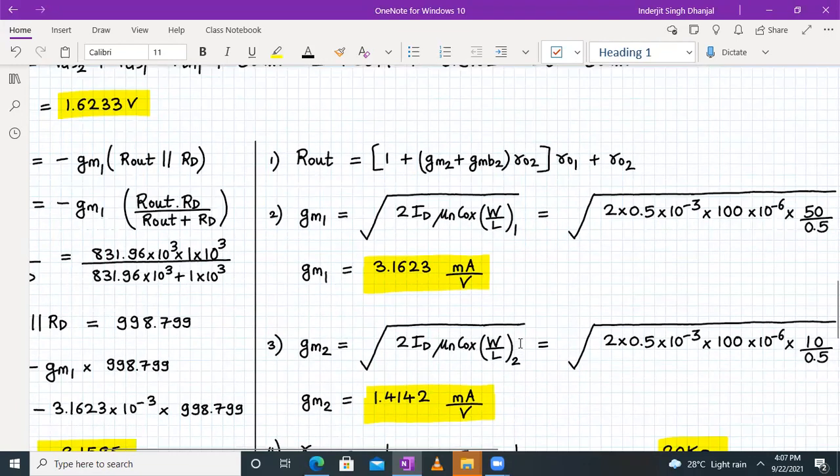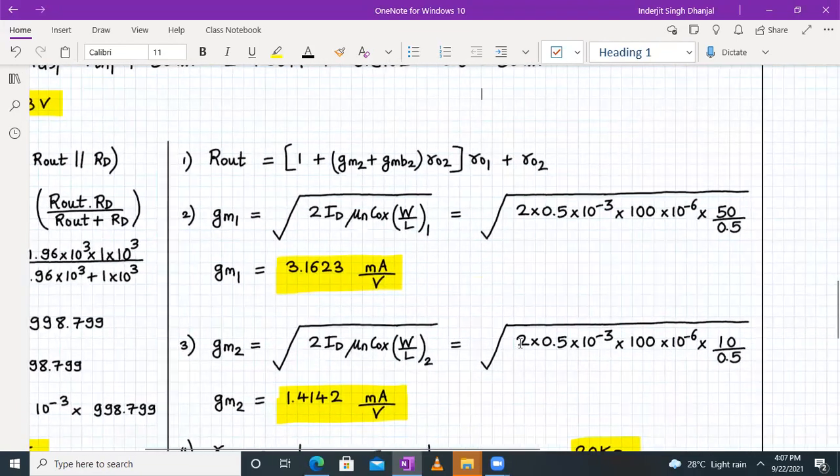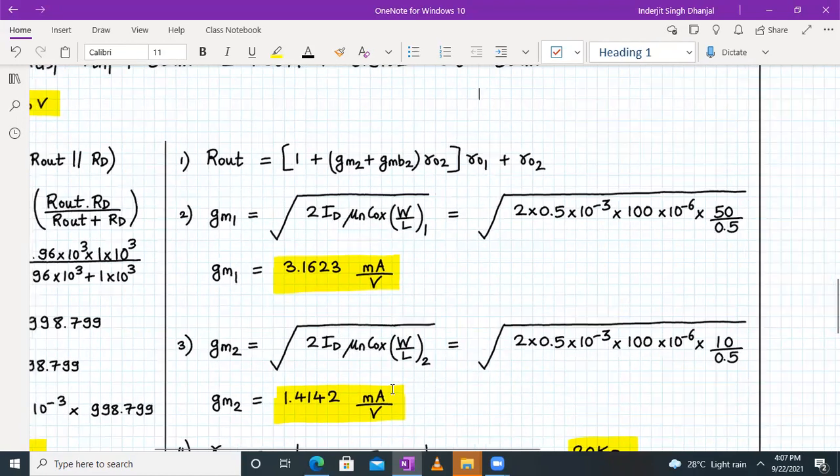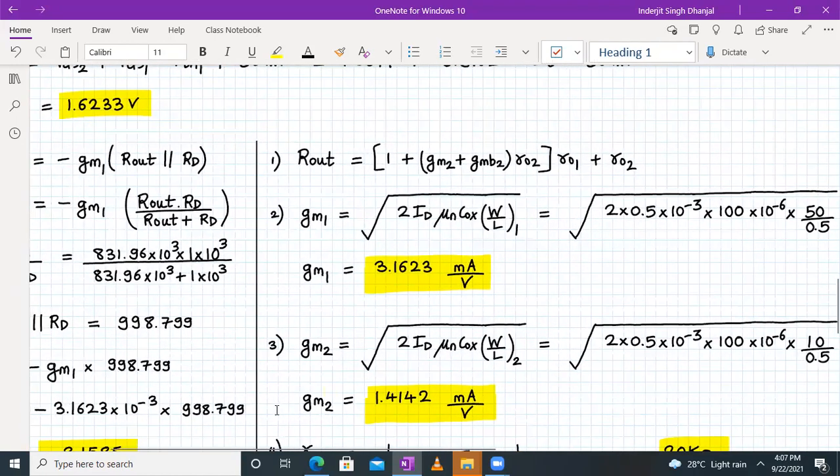Next, on similar lines, we'll find the value of GM2. It is square root of twice ID mu Cox W by L of 2, right? And here W by L of 2 is 10 divided by 0.5. Plug in the values in your calculator. You will definitely get the value of GM2 as 1.4142 milliampere per volt.